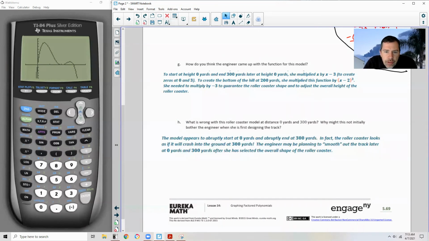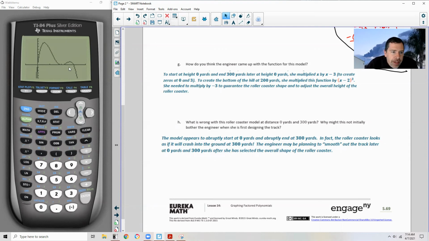Okay, so in this one, since we're only going from 0 to 300 yards, the model appears to abruptly start at 0 yards and abruptly end at 300. In fact, the roller coaster looks as if it will crash into the ground at 300 yards. The engineer may be planning to smooth out the track later at 0 yards and 300 yards after she has selected the overall shape of the coaster.